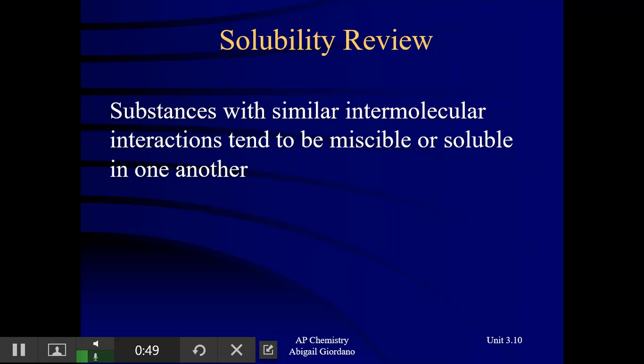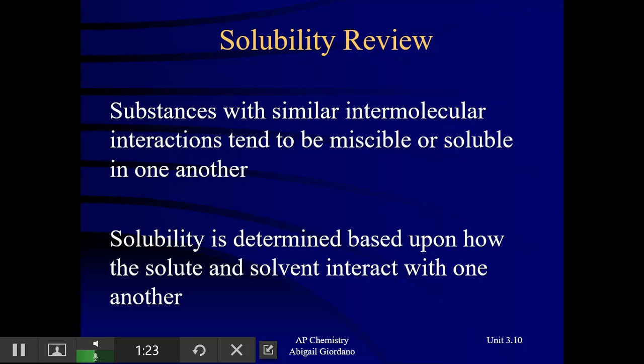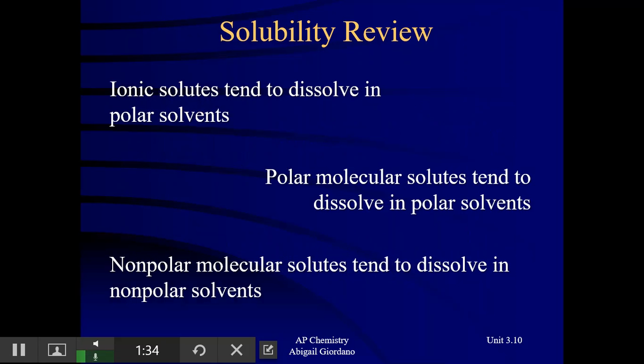That word miscible is typically a word used when you're talking about a liquid solute being mixed in a liquid solvent. Like we would say, acetic acid is miscible in water. Soluble is typically a word we would use with a solid solute. So the way that solute and solvent interact with one another is the true determining factor on whether something will dissolve or not. So let's review.